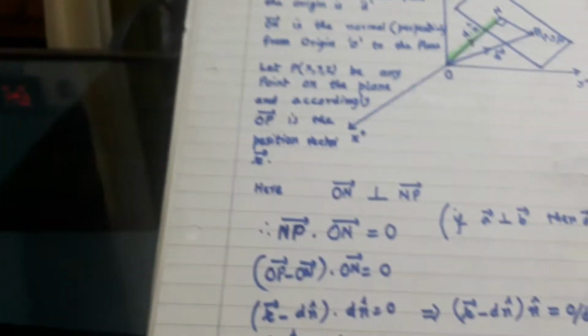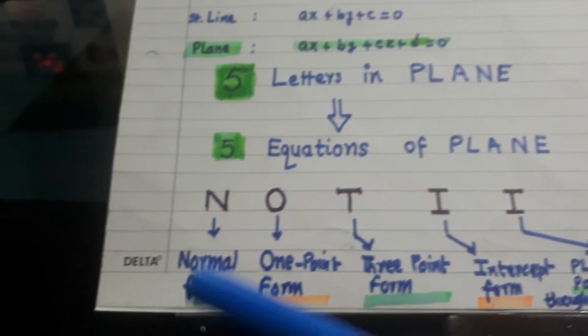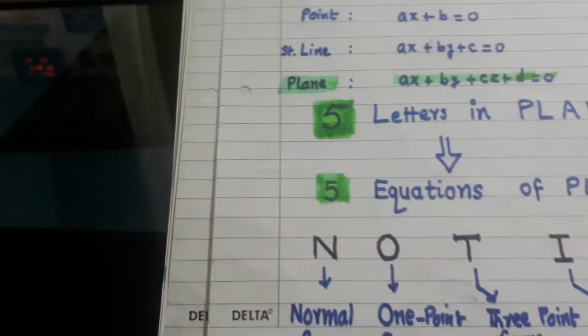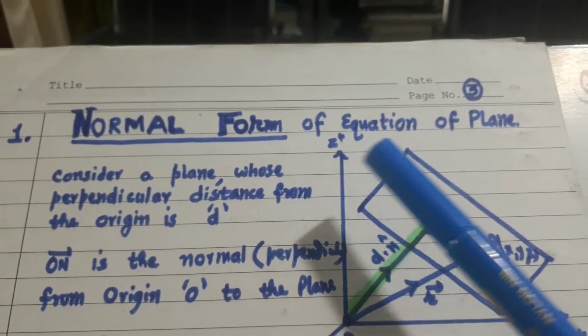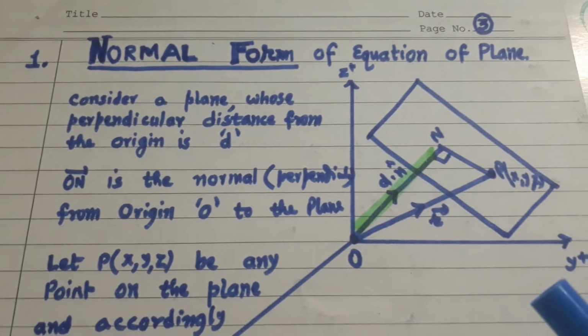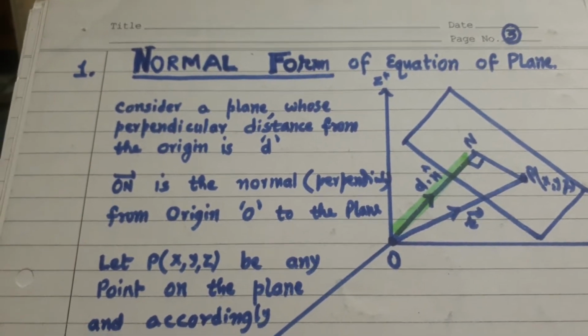Now let us start further. NAUGHTY, N stands for normal form. N stands for normal form. Now I am starting with the normal form. Here is the normal form of equation of plane. Normal means perpendicular.